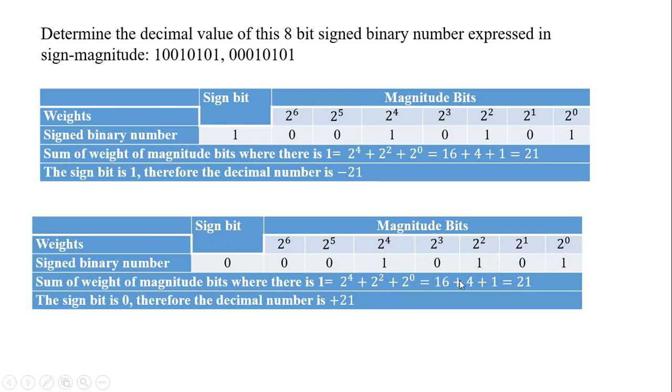So 16 plus 4 plus 1, 21. So the number is 21. To find the sign of this 21, we examine the sign bit. The sign bit is 0, so it is a plus, positive number. The sign bit is 0, therefore the decimal number is plus 21.